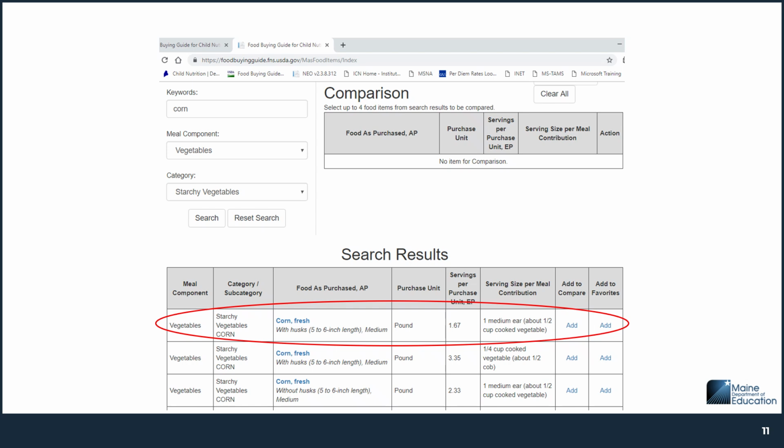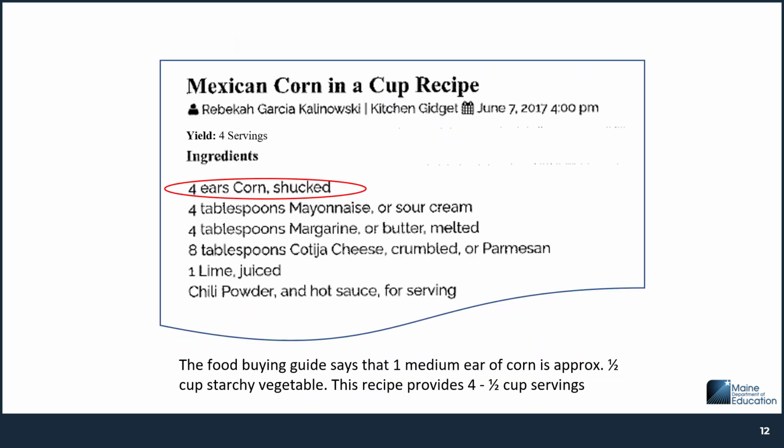The first place I suggest going to is the USDA's food buying guide. Almost everything that credits towards the meal pattern can be found in here. So we have found our fresh corn in the USDA buying guide, and according to that, it says that 1 medium ear of corn will give you about a half a cup of cooked vegetable. So now we go back and look at our recipe. It states that this recipe calls for 4 ears of corn. So the food buying guide says that 1 medium ear of corn is approximately a half a cup starchy veg. So this recipe will provide you with 4 half-cup servings of starchy vegetable.